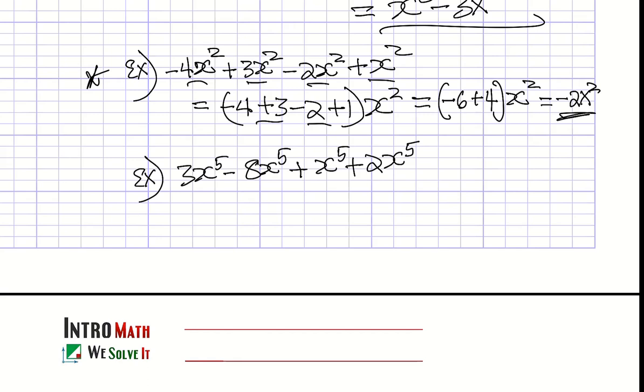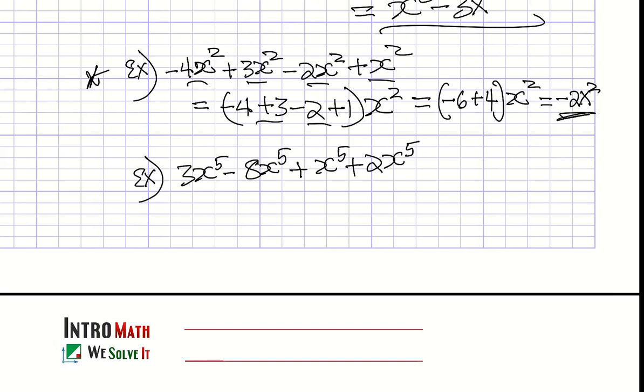Look at that one. It said, look at the exponents. You got the same exponents, man. So we're dealing with the same thing. We can simplify that. Again, you see, we're dealing with one variable. Let me read it differently. It's like you have 3 oranges, you subtract 8 oranges, you add 1 orange, you add 2 oranges. That's all. 2 oranges or whatever.